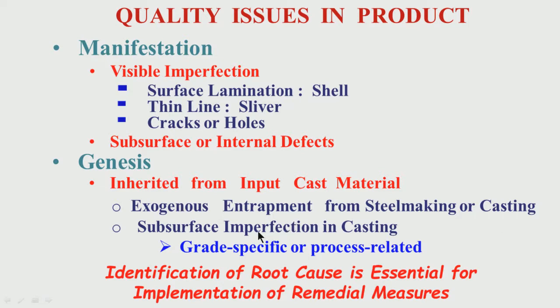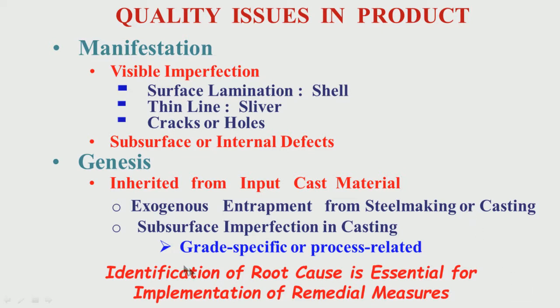But another source is the casting quality itself, that means there may be some imperfection on the subsurface of the casting, which finally generates defects in the final product. Normally it can be grade specific, that means certain grades will generate certain quality issues, or from the casting process itself, if there are certain irregularities, then you might get some defects. So these are the possible issues.